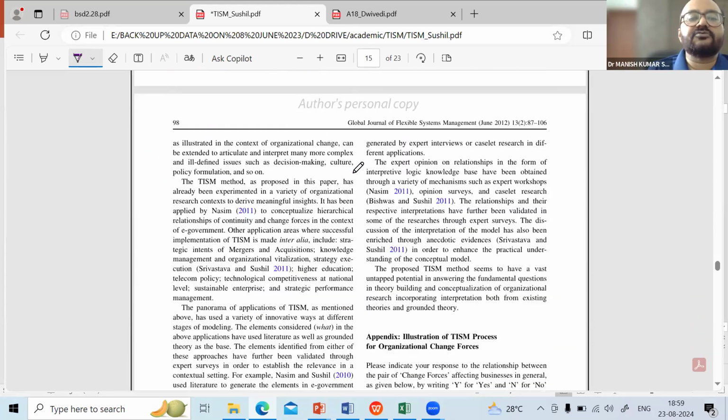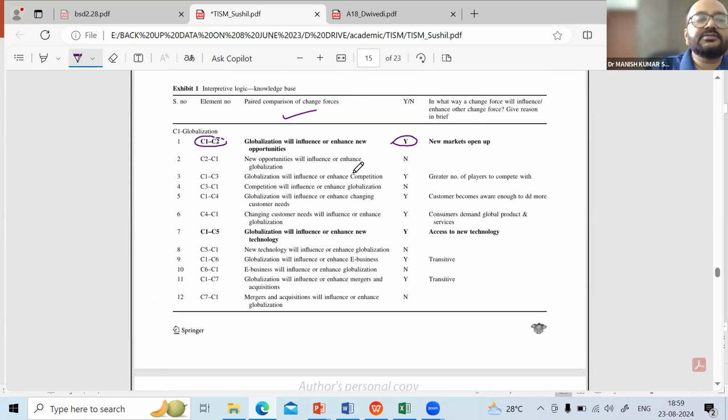So from C1 to C2, according to you, do you think that C1 is influencing C2? You can explain in the next column, we can write down that globalization will influence or enhance. You can use one word, no issue. I'm talking about the preparation of the questionnaire. Finally, you can give this interpretation. If they say yes, you ask in what way a change force will influence, enhance, or affect any other change force.